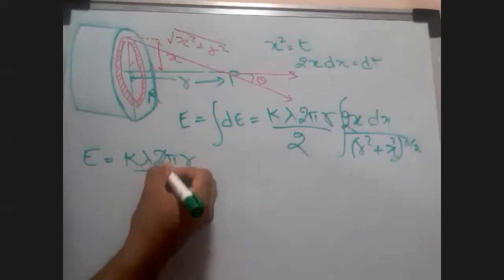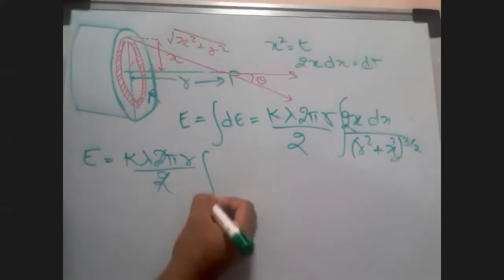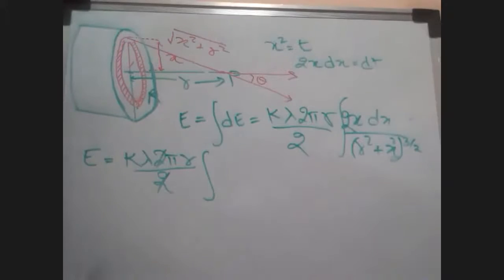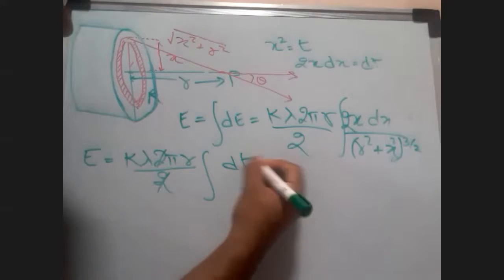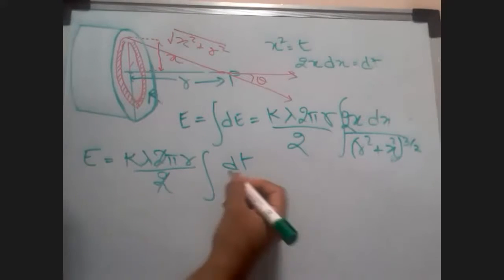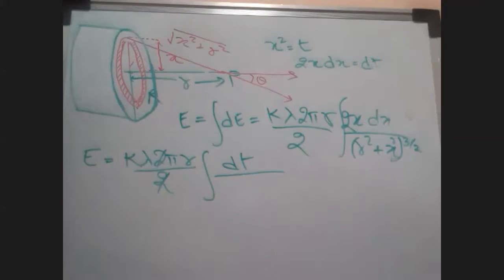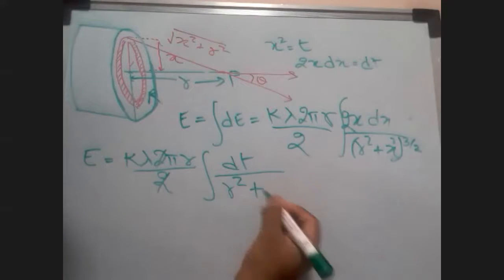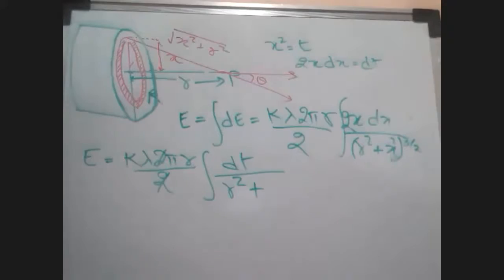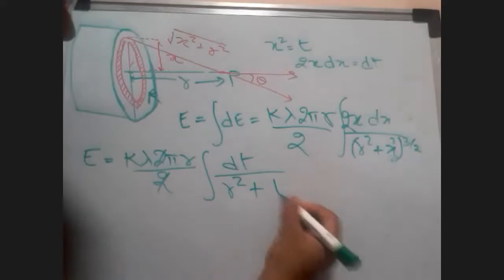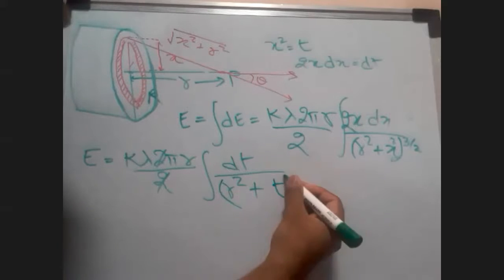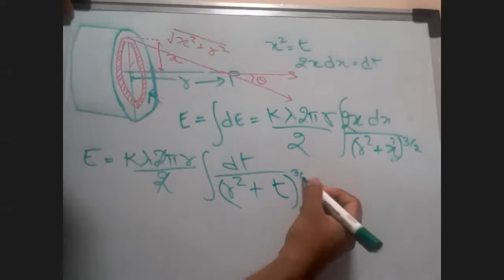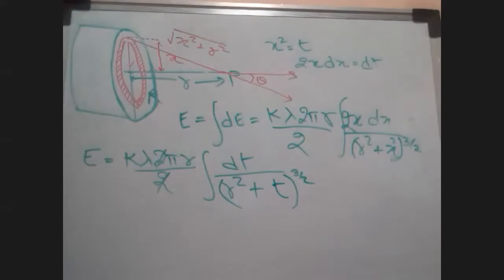That 2 and 2 get cancelled now. What is this 2x dx now? That is dt. Am I right? 2x dx is dt upon r square plus x square, and instead of x square, I will write t. Is it clear, guys? Yes, sir. So r square plus t whole raised to 3 by 2. Now isn't the integration much easier?